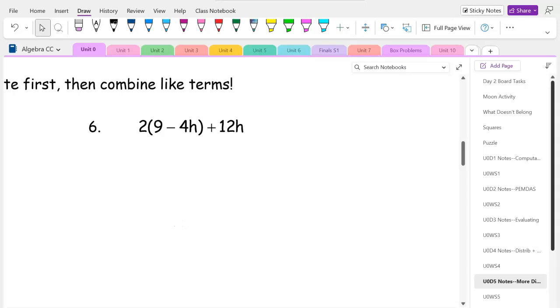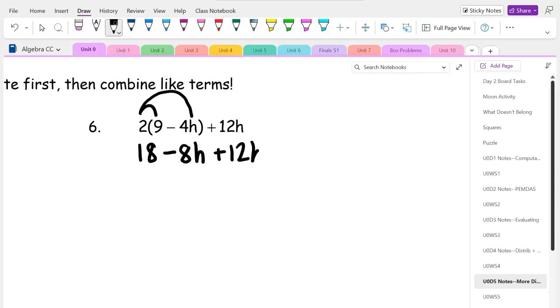All right, let's try it again. So again, find your parentheses. Whatever number is right outside those parentheses is going to be what you're multiplying. So this 2 is multiplying to 9, 18. This 2 is multiplying not to 4h, but to negative 4h. That makes this negative 8h. Our 12h is not in the parentheses, it just comes down.